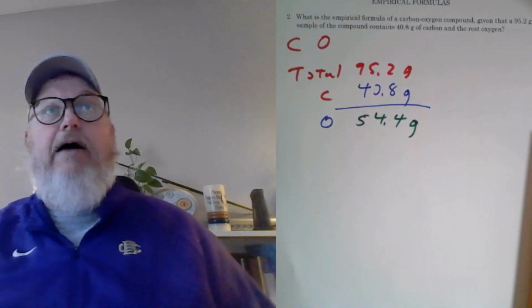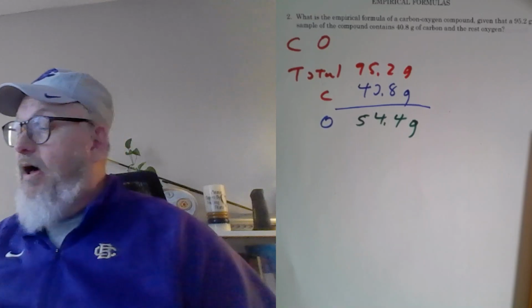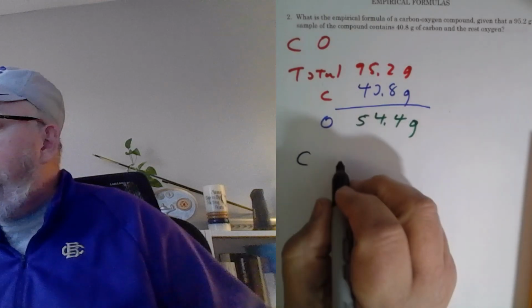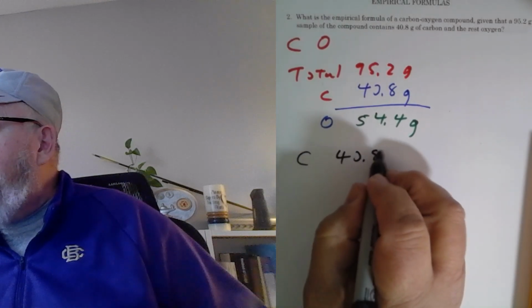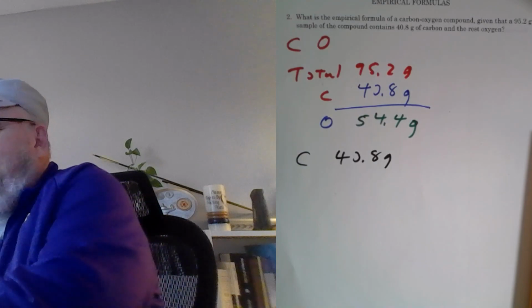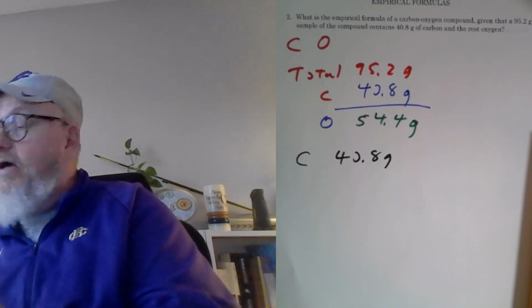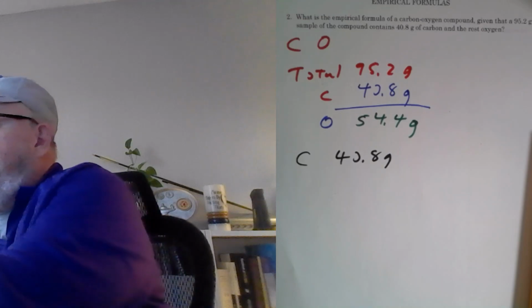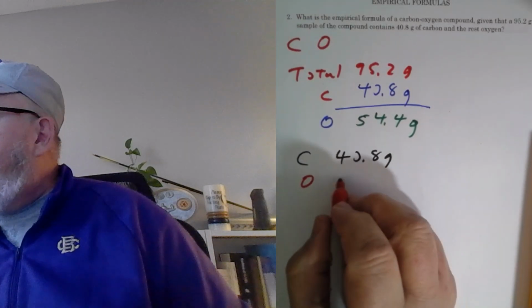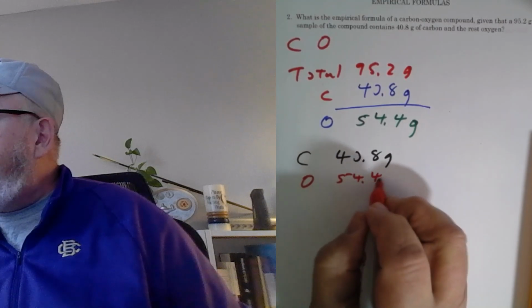Now I've got my amount of carbon. We'll use black, since everybody likes to use black for carbon. So I've got 40.8 grams of carbon, and we'll use red for oxygen. Red's always good. For oxygen, we've got 54.4 grams.